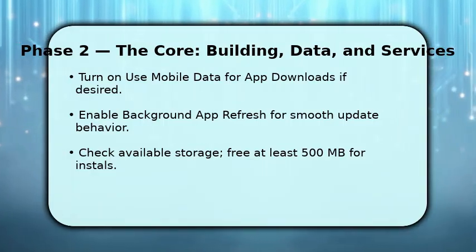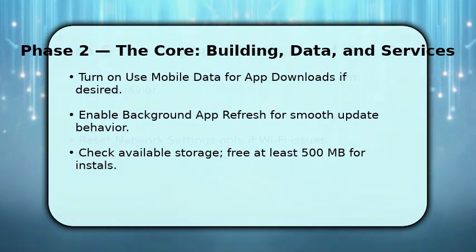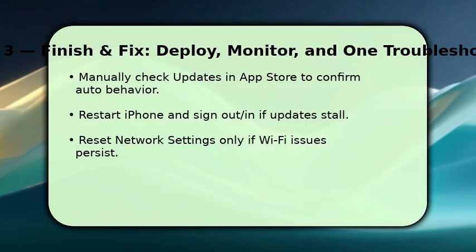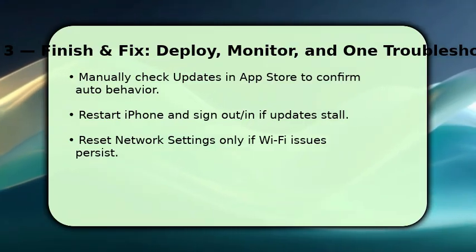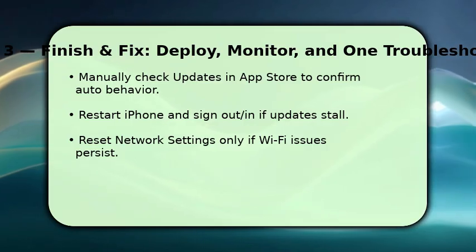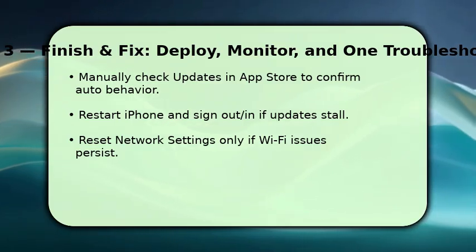When conditions like Wi-Fi finish validating, open the App Store, tap your profile, and pull down to refresh. Any pending updates should show and auto-installations will begin when conditions match. If an app won't update, restart your iPhone and try again. This often clears a stuck process.